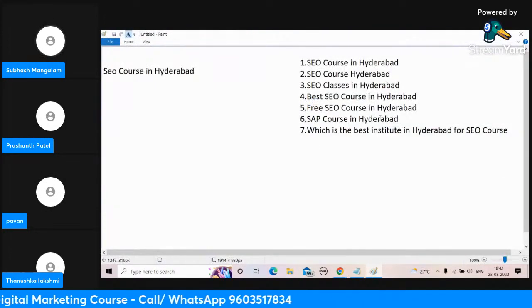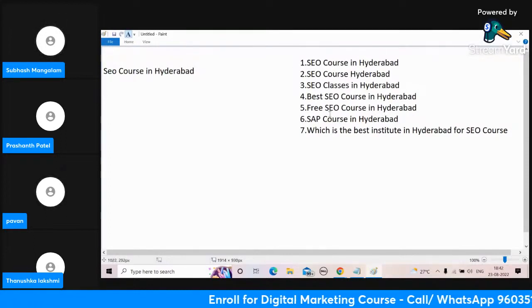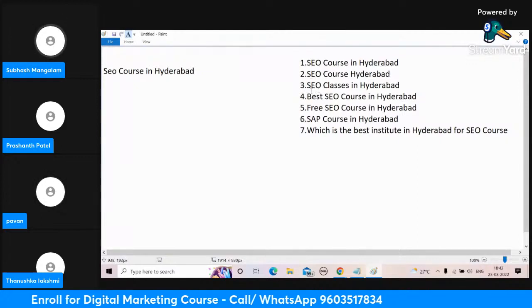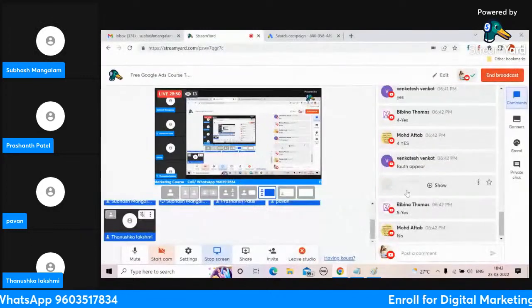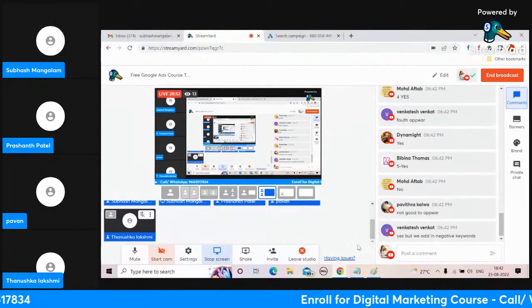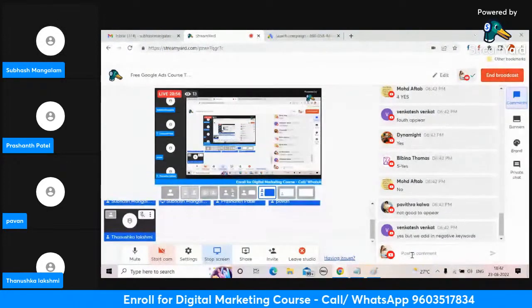Then what about the sixth one? SAP codes in Hyderabad. Will the ad appear or not? No, it won't, sir. Why not? Because codes in Hyderabad is there. According to you, if people searching 1, 2, 3, 4 is appearing, then the sixth should also appear. Okay. Fifth says yes, but we added negative keywords. Forget about negative keywords.